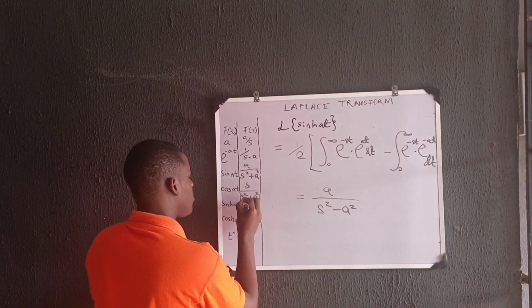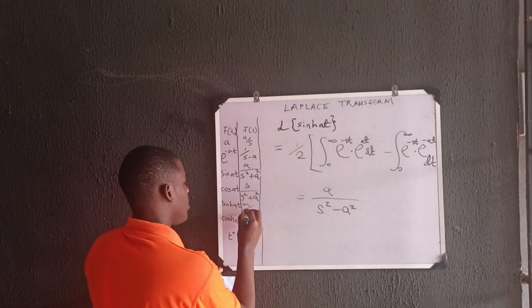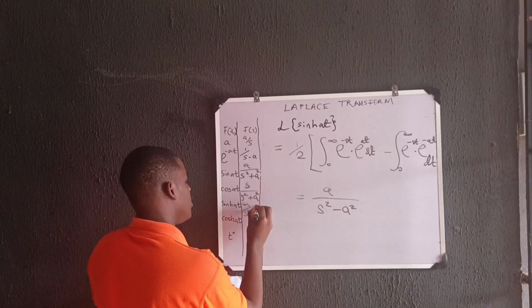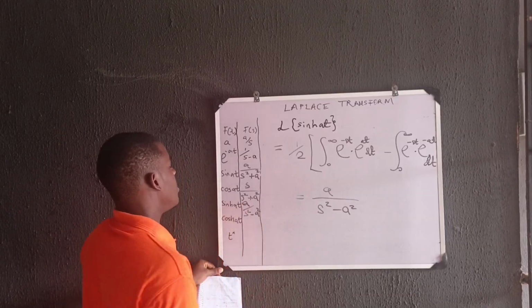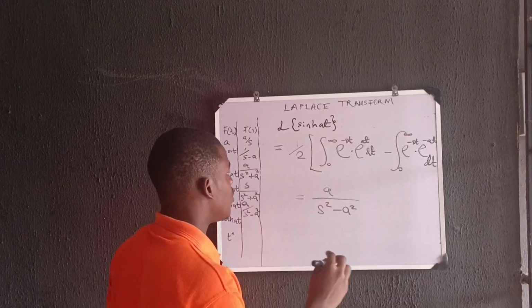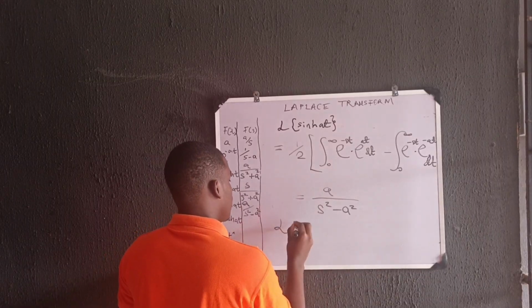And then in similar fashion, Laplace of sine at, so let's put it there, is a over s squared minus a squared. Now, in similar fashion, what is going to be the Laplace of cos at?